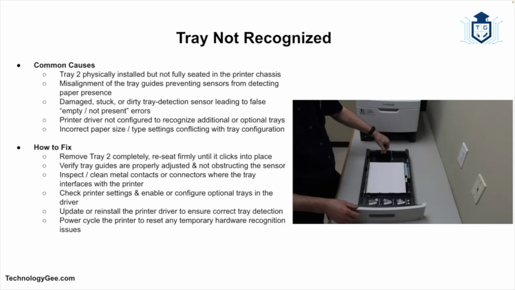So how do you fix it? Well, you want to reseat the tray and check the alignment. You want to inspect tray connectors or metal contact points, and you want to update or reinstall the driver and reconfigure the tray options. Now, as an exam hint, this issue often appears in managed printers with multiple trays that are used in enterprise environments.